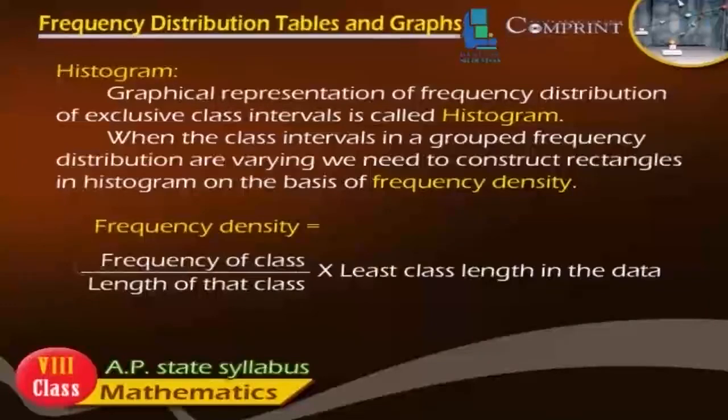Histogram. Graphical representation of frequency distribution of exclusive class intervals is called a histogram. When the class intervals in a grouped frequency distribution are varying, we need to construct rectangles in the histogram on the basis of frequency density. Frequency density is equal to the frequency of the class divided by the length of that class, times the least class length in the data.